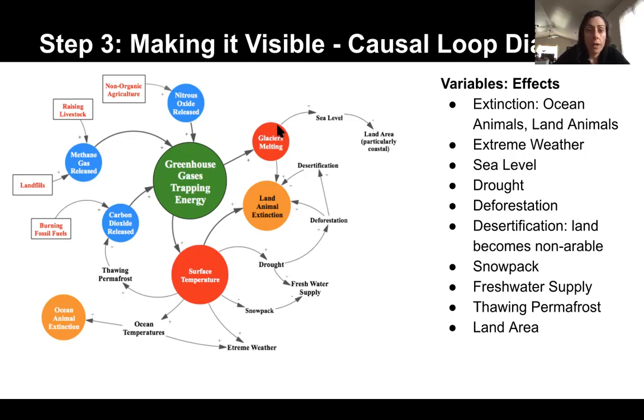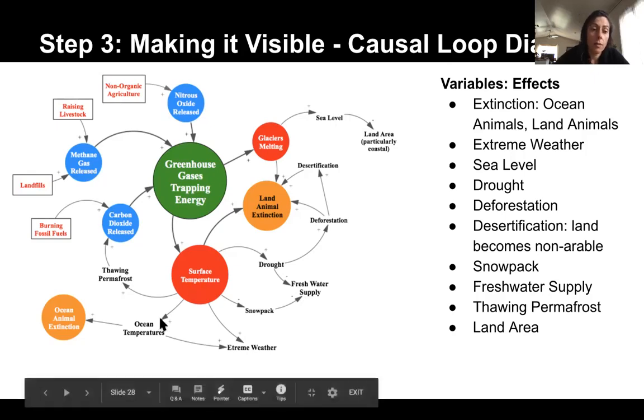So now you see that little tiny negative that says, you know what, that's going to have this opposite effect on it. Or over here, if we have the glaciers melting, we're going to have an impact on land animal extinction. Down here with surface temperatures, we have an effect on drought. So as surface temperatures go up, drought goes up. As drought goes up, freshwater supply goes down. Over here, surface temperatures go up, ocean temperatures go up. As ocean temperatures go up, ocean animal extinction goes up, right? So you can see, oh gosh, these are some really dangerous things.